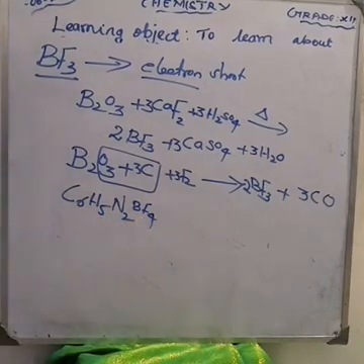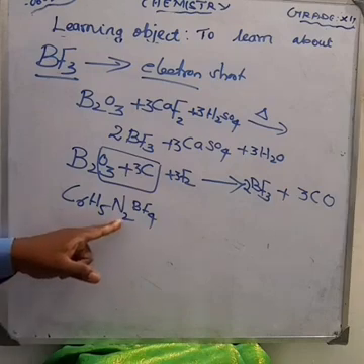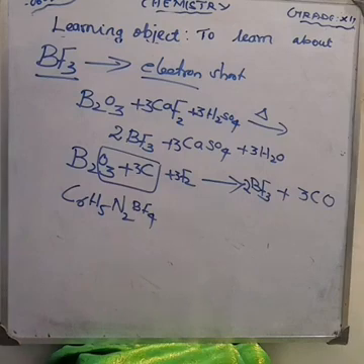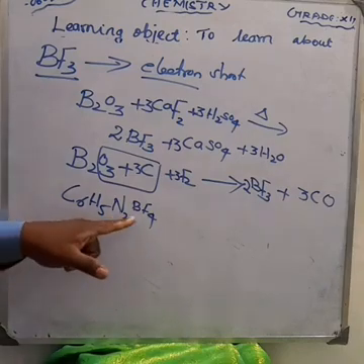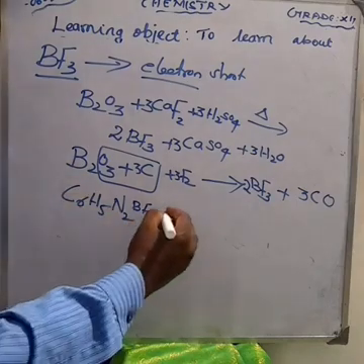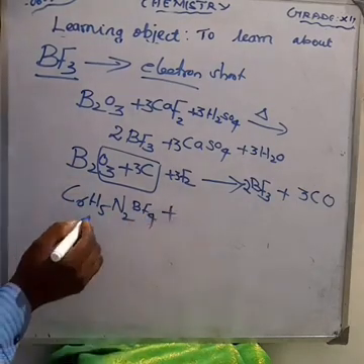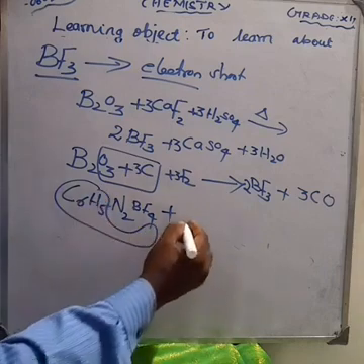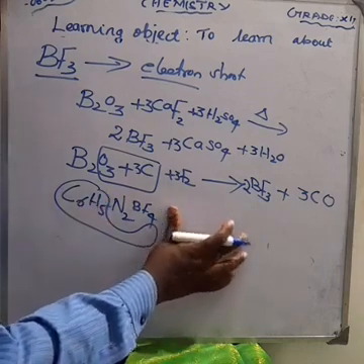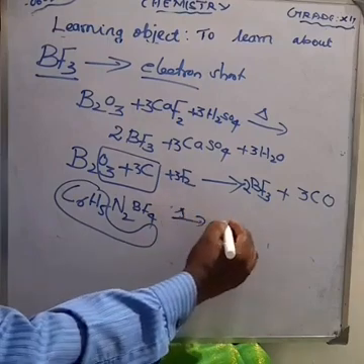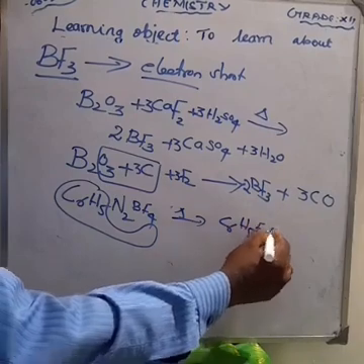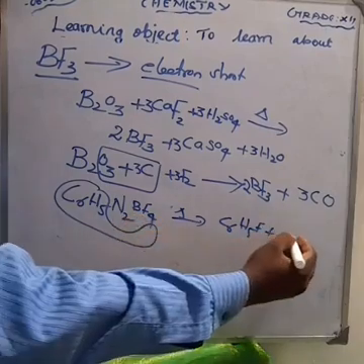C6H5N2BF4, benzene diazonium tetrafluoroborate. This undergoes heating. We get benzene, that is C6H5, combines with one of the fluorine. We get fluorobenzene. What is the formula there? C6H5F, fluorobenzene. Nitrogen is also leaving out.